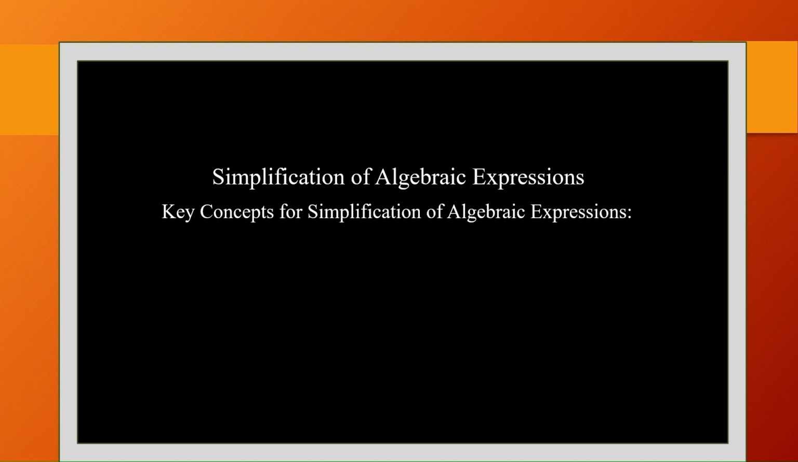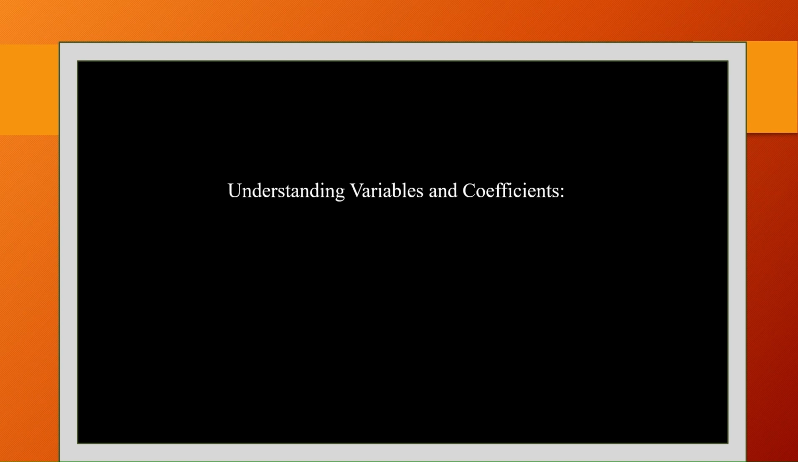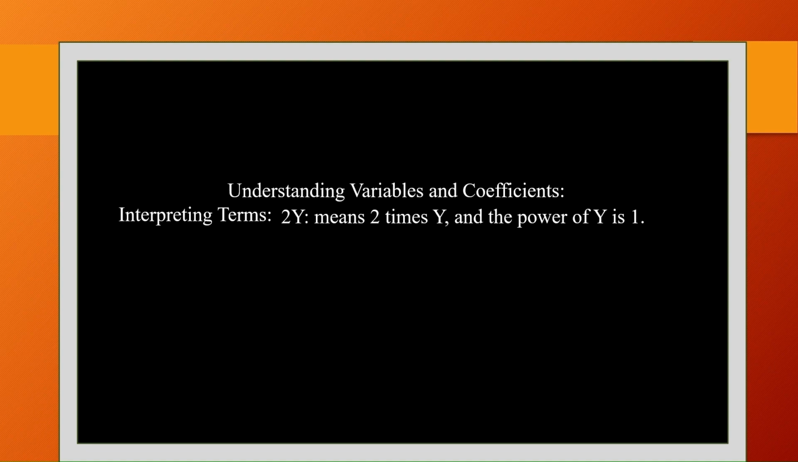Key concepts for simplification of algebraic expressions. Understanding variables and coefficients. x means the coefficient of x is 1 and its power is also 1. Interpreting terms. 2y means 2 times y and the power of y is 1. y minus y is equal to 1y minus 1y, that's equal to 0y, that's equal to 0.